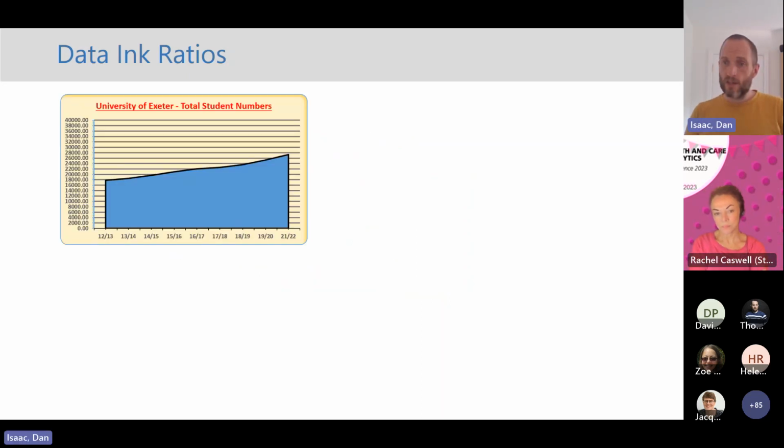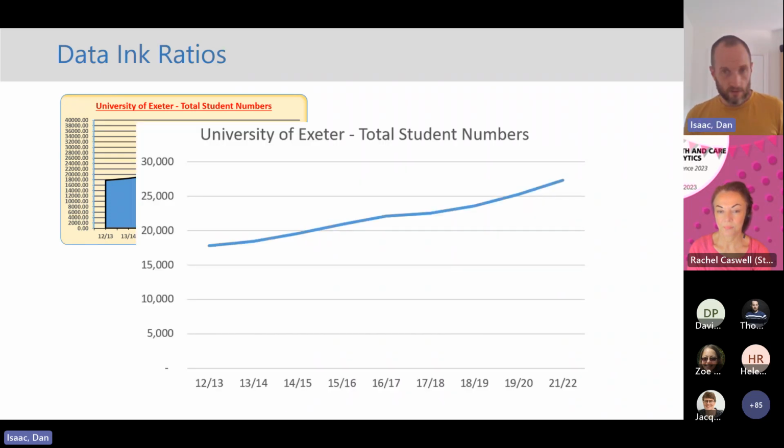Now, with this in mind, this idea of reducing the non-data-ink and enhancing the data-ink, I could go back to this example and think about how I might improve it. And I came up with this. Now, this isn't going to win any awards for the world's most beautiful data visualization. However, it is absolutely clear.